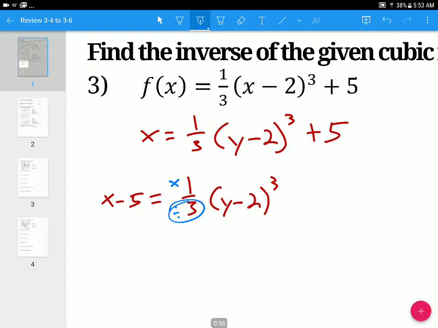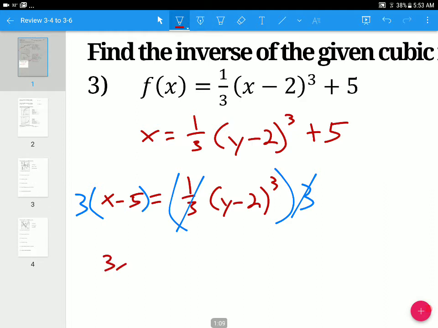So what's going to happen? We're going to multiply the right by 3, and we're going to multiply the left by 3. Therefore, canceling those out, that becomes 3x minus 15 equals (y minus 2) cubed.